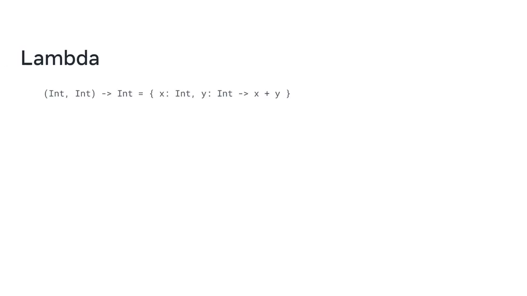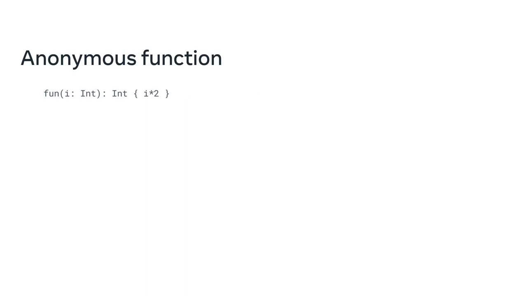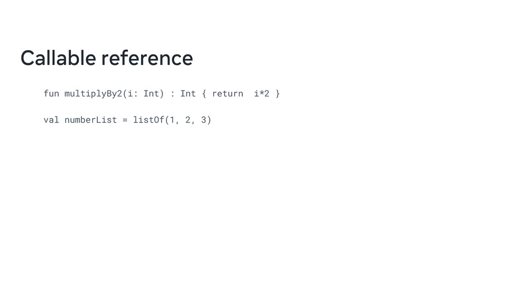There are several ways to do this. Using a lambda expression. A lambda expression refers to passing the function implementation as an expression and is enclosed within curly braces. You will learn more about lambda expressions in a later video. In an anonymous function, a code block can be defined. Using a callable reference that returns a function type value for an existing declaration of a function.